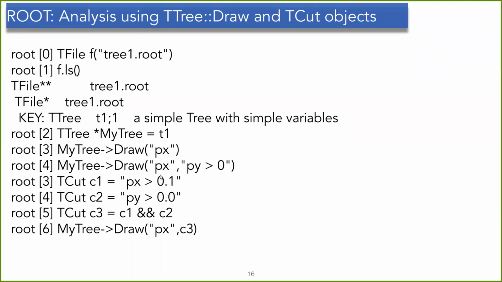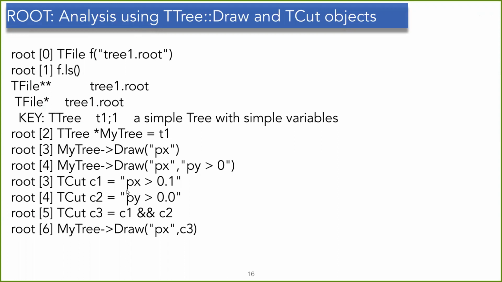For example, if you want to draw px for those entries where py is greater than 0, then in the second argument you can put the condition py greater than 0. Then it will give you the distribution of px where the corresponding py is greater than 0. Now this condition can also be defined using TCut.